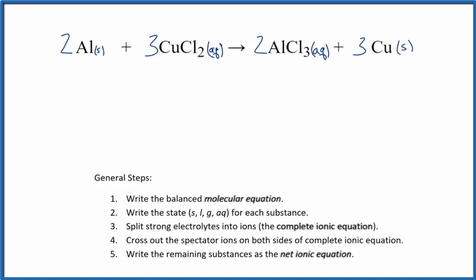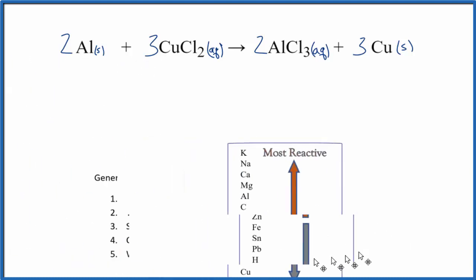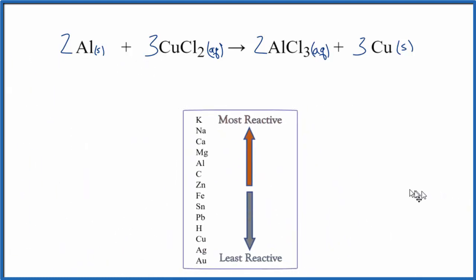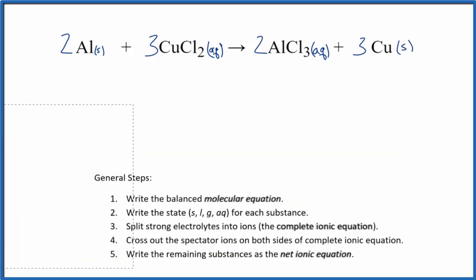One thing I would like to do before we get too far into this is see if this reaction actually takes place. Will aluminum come in here and push the copper out in a single replacement reaction? So we could look quickly at the activity series of the metals, and we could see here is aluminum and down here is copper. So aluminum, that's more reactive, so it can push the copper out in a single displacement reaction. So we've got that taken care of.